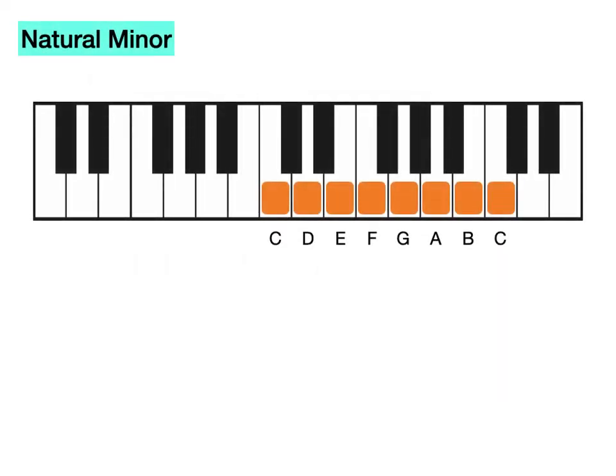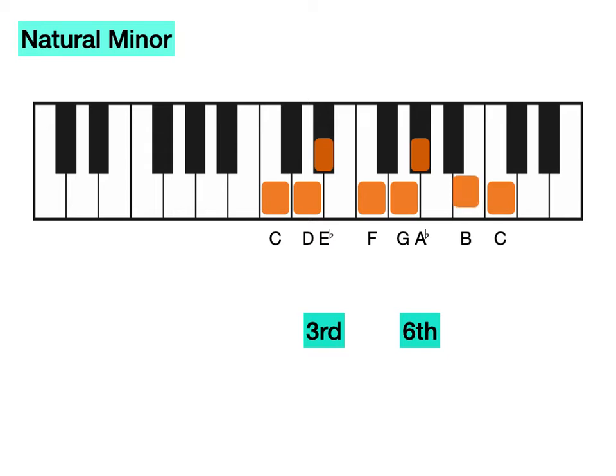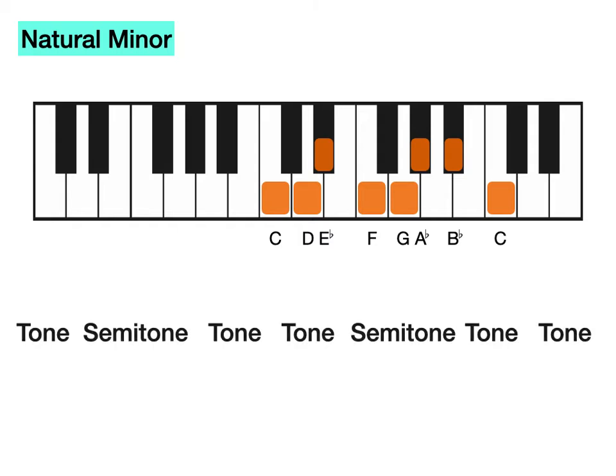Now let's look at our natural minor scales. One way of working this out is to flatten the third, then flatten the sixth, and then flatten the seventh. And there we have turned our C major scale into a C natural minor scale. The pattern for the natural minor scales goes tone, semitone, tone, tone, semitone, tone, tone.